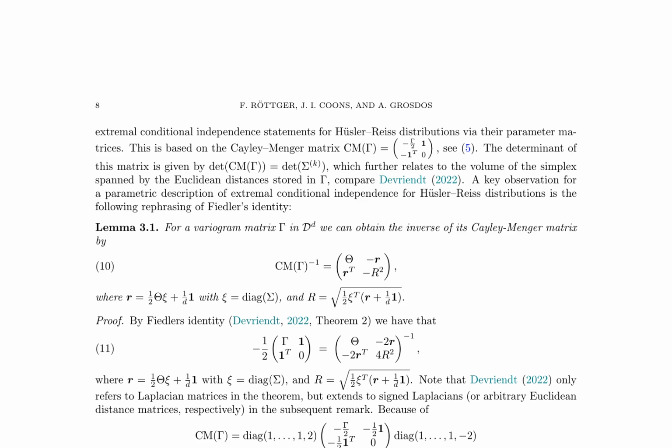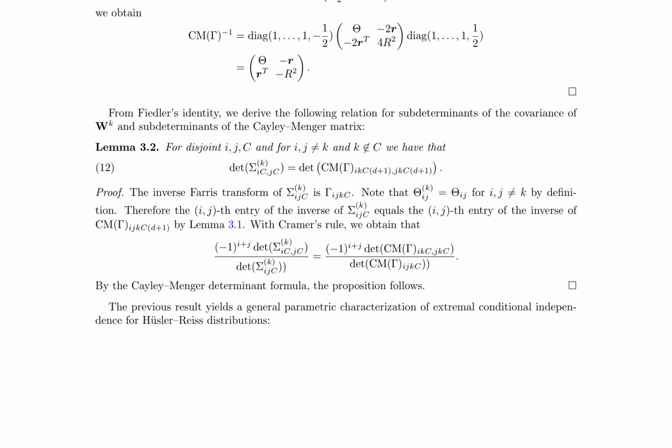The authors introduce two lemmas. Lemma 3.1 provides a detailed expression for the inverse of the Cayley-Menger matrix, derived from Fiedler's identity and extending to signed Laplacian matrices and Euclidean distance matrices. Lemma 3.2 establishes a connection between subdeterminants of the covariance matrix of W^k and subdeterminants of the Cayley-Menger matrix, utilizing the inverse Farris transform of Sigma^(k), I∪J∪C.